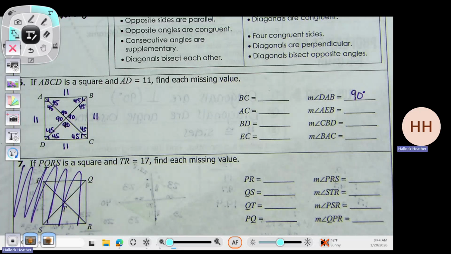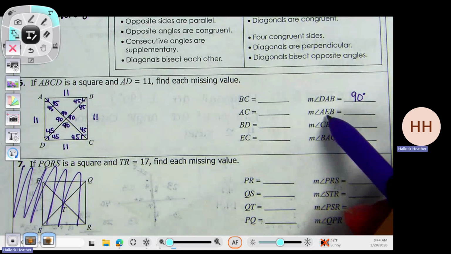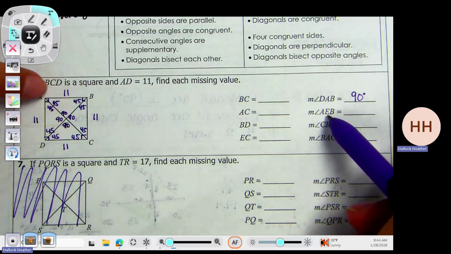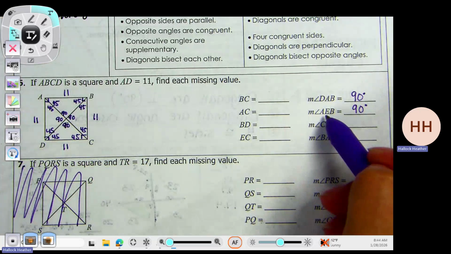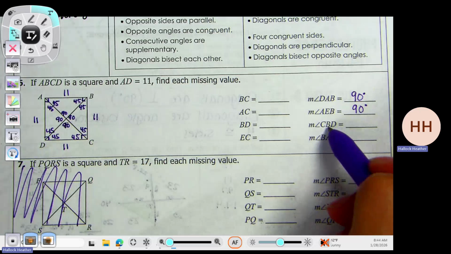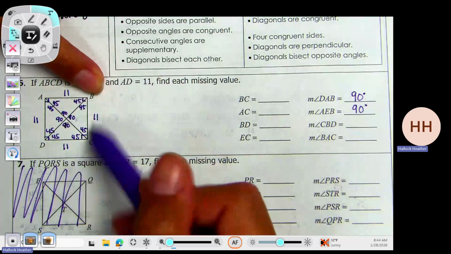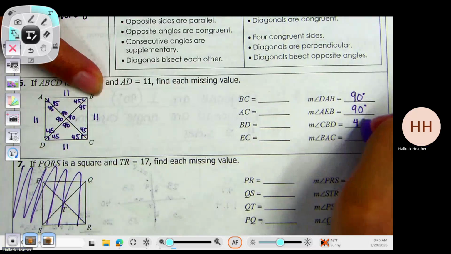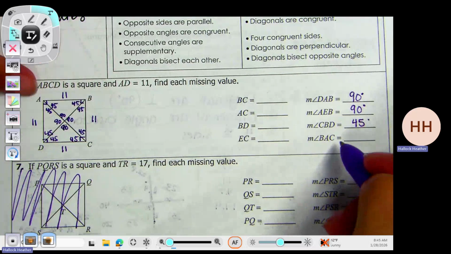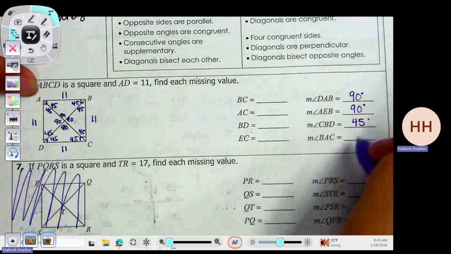Good. Sides. What is AC? A to C. AC. Okay, if I focus on E, E's in the center. Says AEB, which is 90. And if you have common sense, the middle letter's E and it's in the middle, all those angles are 90. The next one is focused on B. It says CBD. 45. Nice. The next one's focused on A. It says BAC. 45.